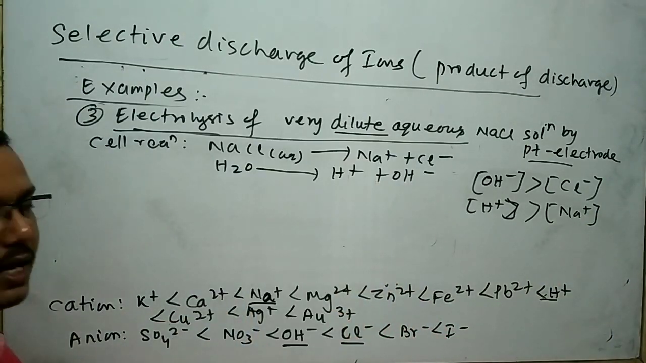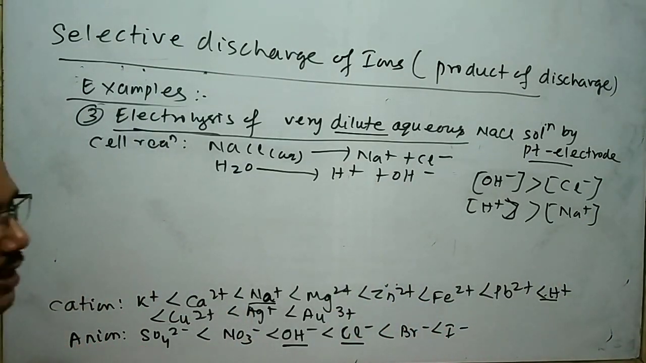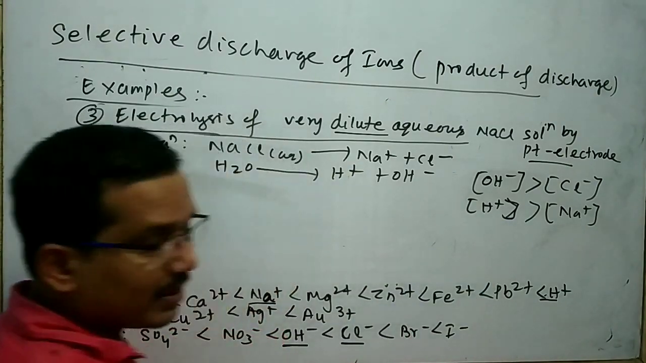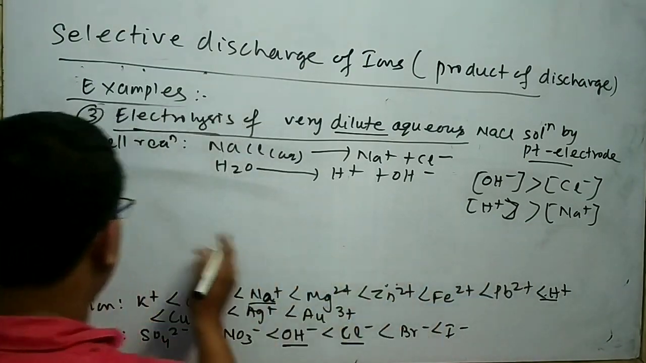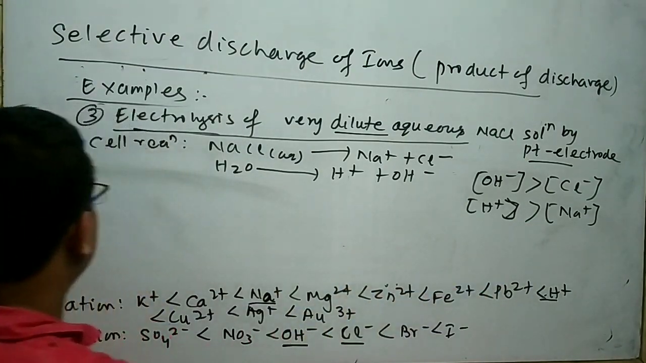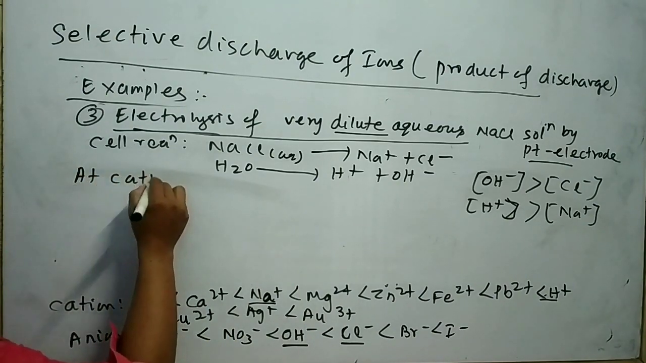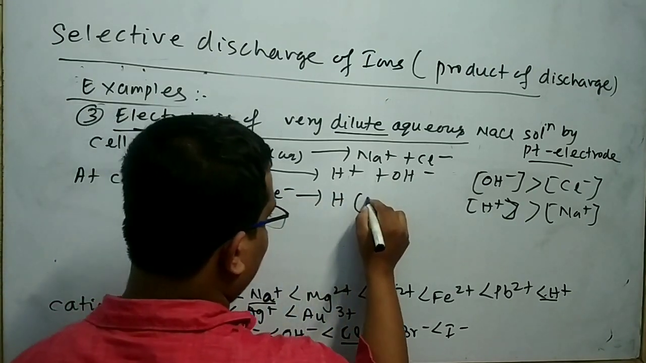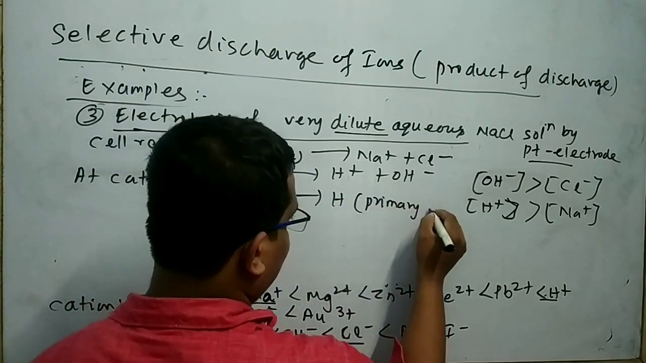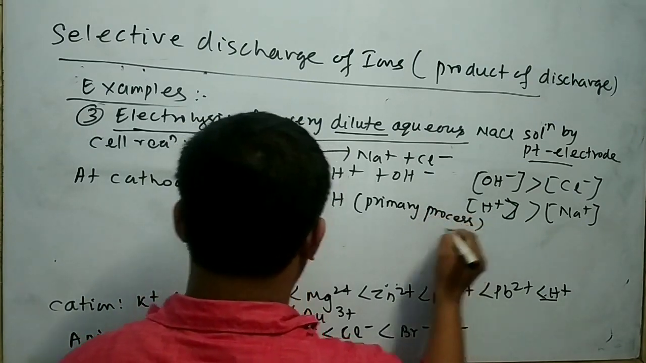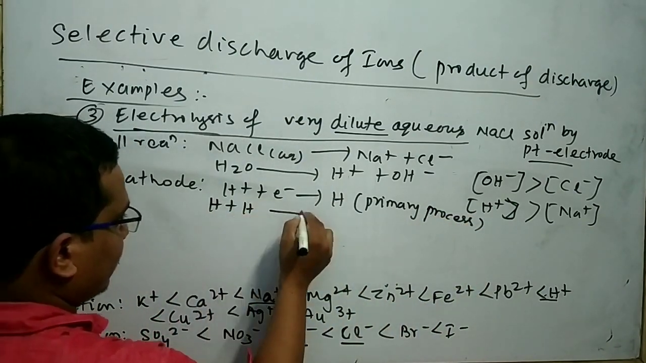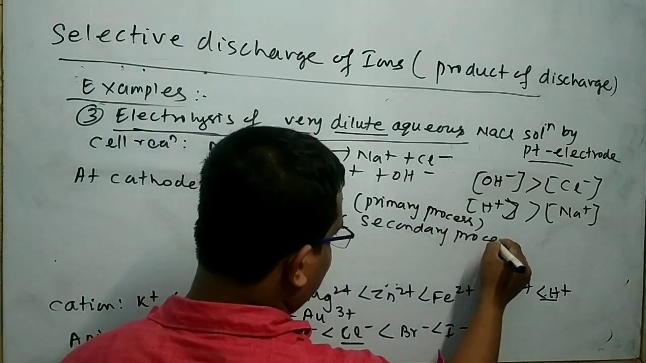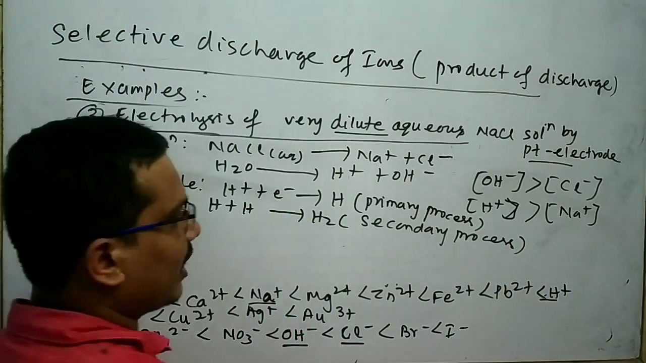At first, I will apply the concentration effect for the selection of ion for discharge. Among H⁺ and Na⁺, the concentration of H⁺ is more than that of Na⁺, so H⁺ discharges fast. So at the cathode, H⁺ plus an electron gives hydrogen. This is the primary process. Next, hydrogen plus hydrogen gives H2. This is the secondary process.